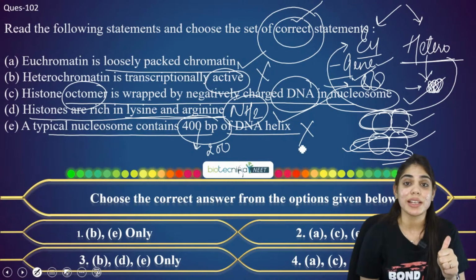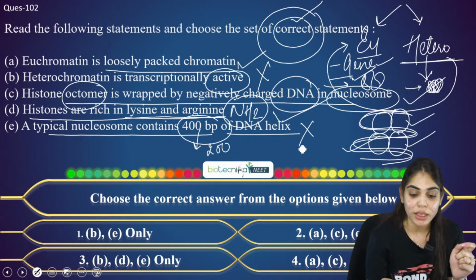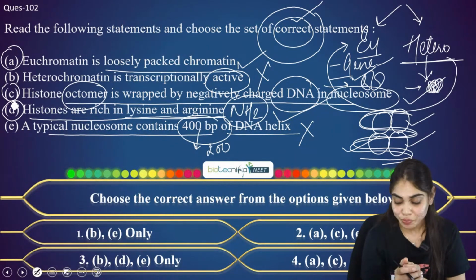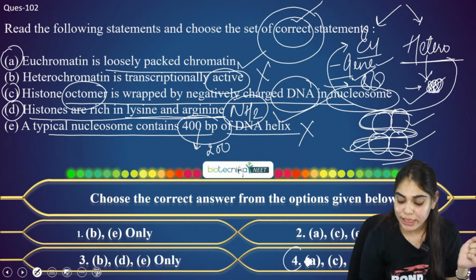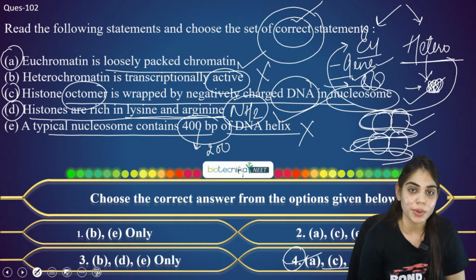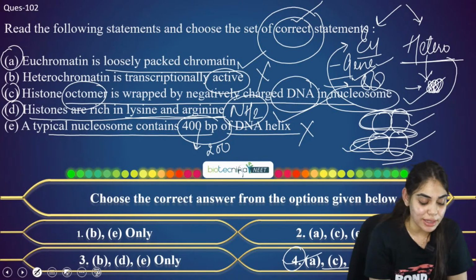Now here we have to select the correct statement. We have seen that statement A is correct, and C and D. So where can you find A, C and D in the options? We can find A, C, D only in the 4th option, that is A, C and D. So this option goes right. So I'm sure this is clear to everyone.